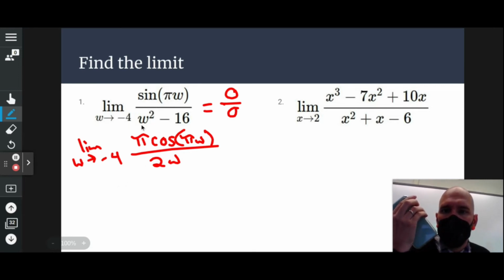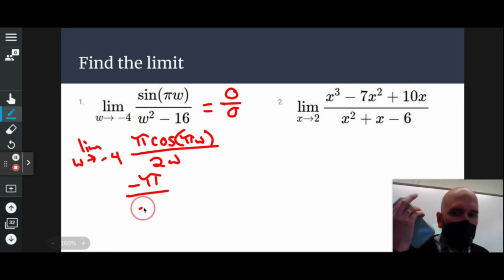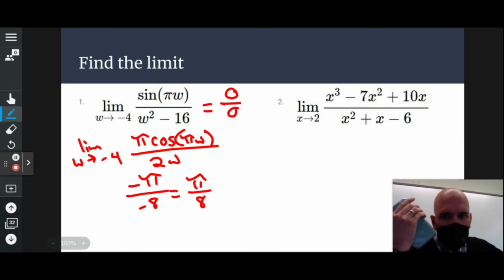It'll be cos pi. The answer is negative 1. Okay, so this will be negative pi on the top because pi times negative 1 over negative 8. So let's cancel out the negatives and I get pi over 8. Pi over 8, that's different.